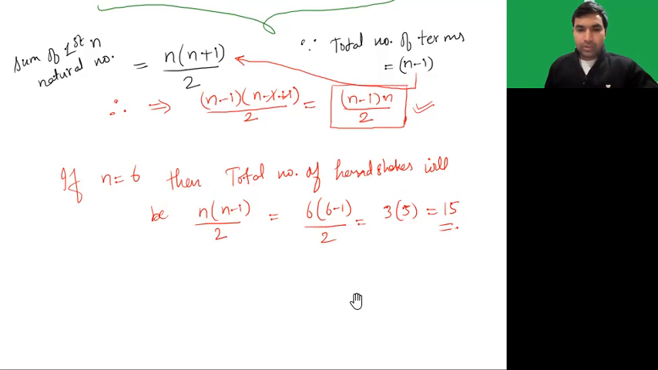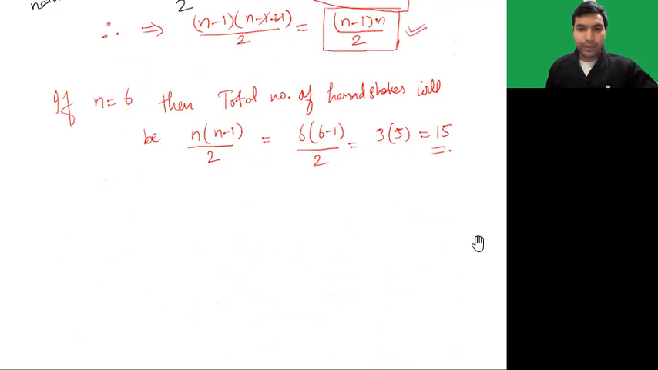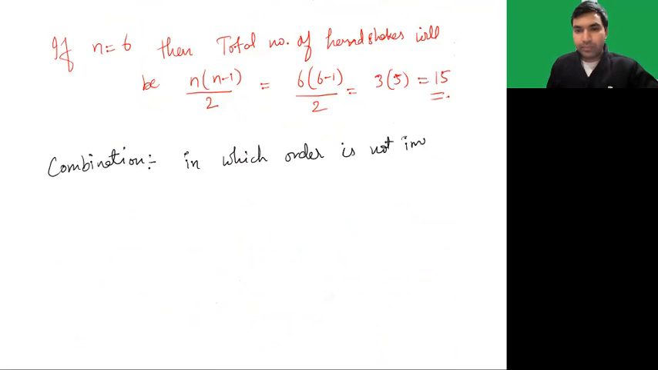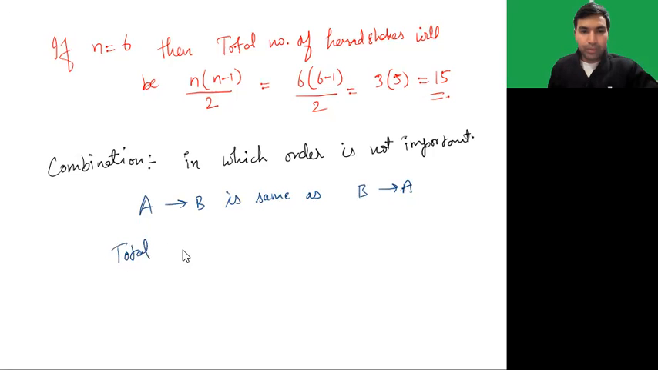Now, friends, we can also relate this with a concept known as combination. Combination stands for total number of arrangements or selection in which order is not important. So when we took handshake, A shaking hand with B is same as B shaking hand with A, so here order is not important. We had total number of people in the party as 6, talking about the first question we considered.